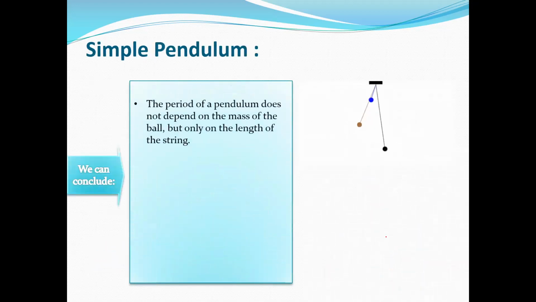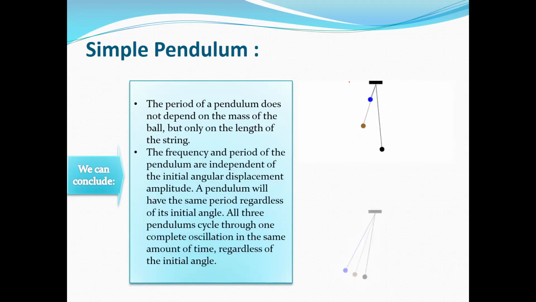So the first conclusion is the period of a pendulum does not depend on the mass of the ball and only depends on the length of the pendulum. Here you can see 3 different pendulums with the same mass, but the natural frequency for the blue one is more than the brown one, and the brown one is more than the black one. So you can see that by increasing the length, the natural frequency decreases.